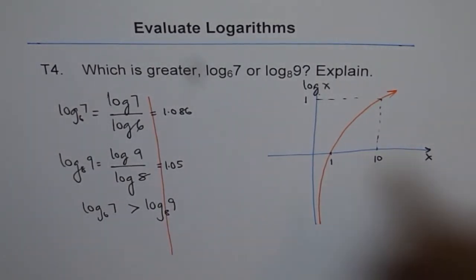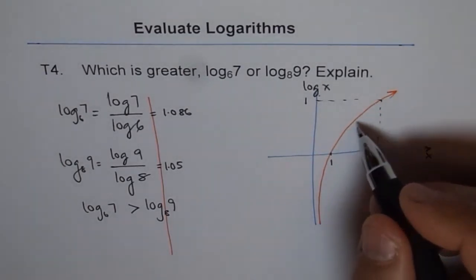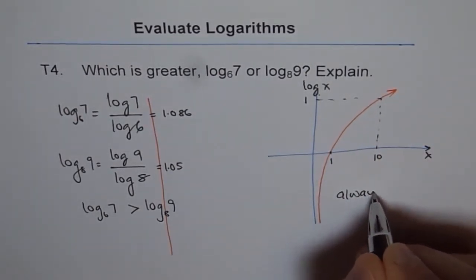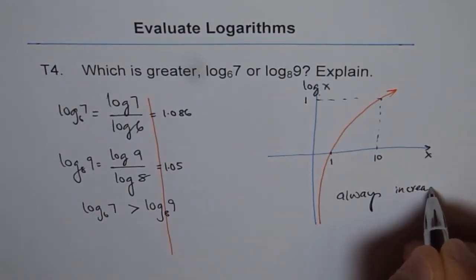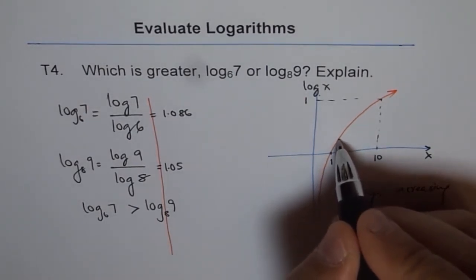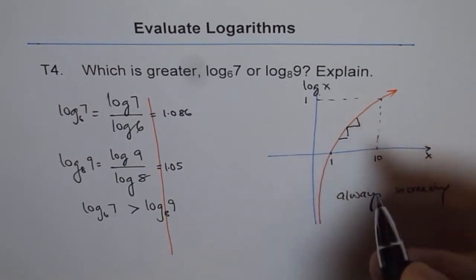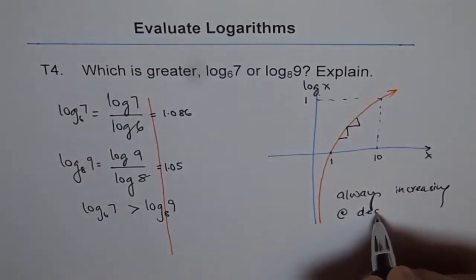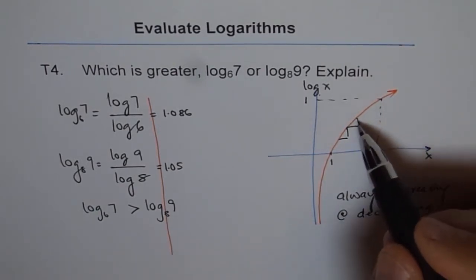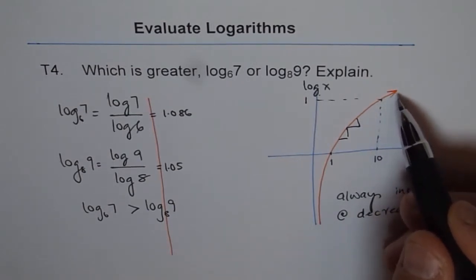Now let's see from the graph itself. As you see, the graph of log is always increasing. Do you see that? And as you observe, if you go in steps of 1, the slope is decreasing, right? And the rate of change is decreasing. Do you see? So as you go higher and higher, the difference between the consecutive values is lower and lower, right?